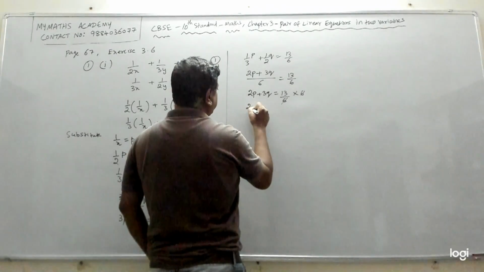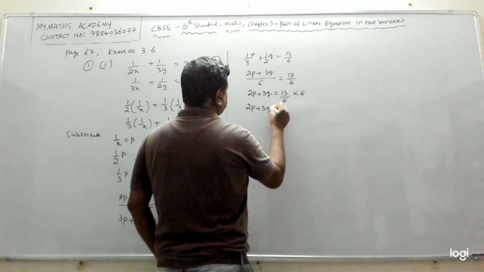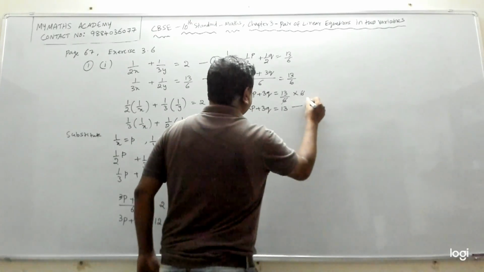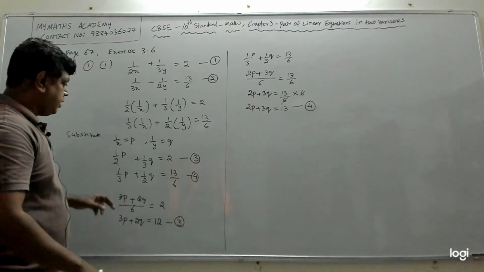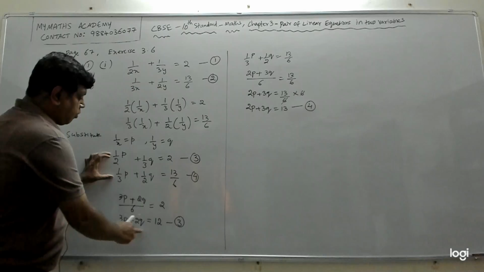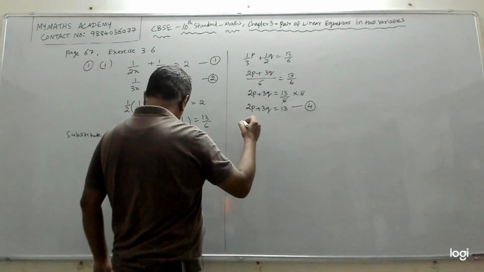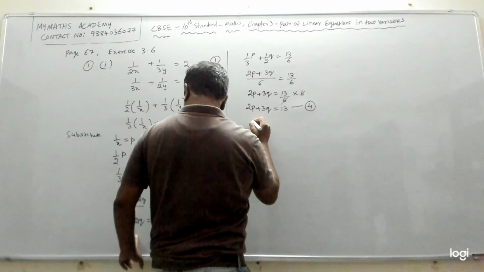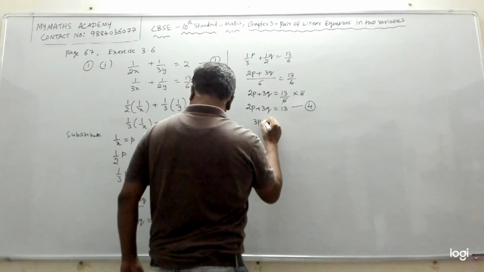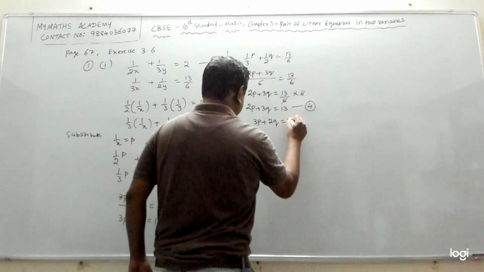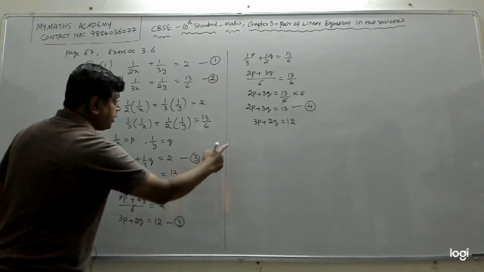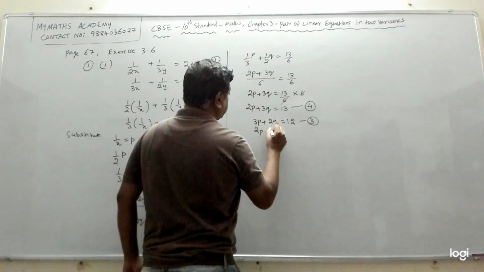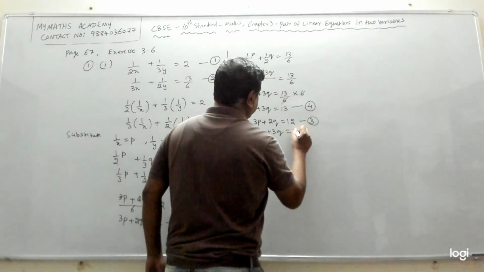Now what you get? You get 2p + 3q = 13, which is the fourth equation. So we have rewritten the second equation and third equation in this form. I will write again the third equation, which is 3p + 2q = 12. And the fourth equation is 2p + 3q = 13.